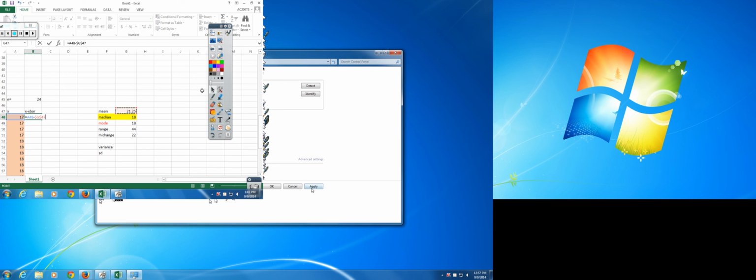F4 locks in that mean, because if I copy down, it's going to copy down the median, the mode, range, and mid-range. I don't want it to do that. I want it to just copy the mean. So I hit F4 to lock the mean in, and then copy it down.